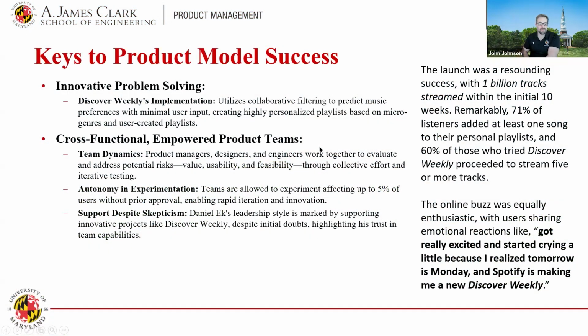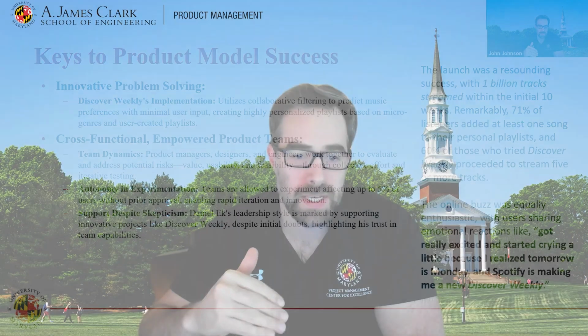The team dynamics were such that every team that worked on this was a fully empowered product team that included product managers, designers, and engineers. They worked through value, usability, and feasibility risks by incrementally testing different forms of this. They were able to do experimentation even up to a small percentage of live usership, up to 5%.